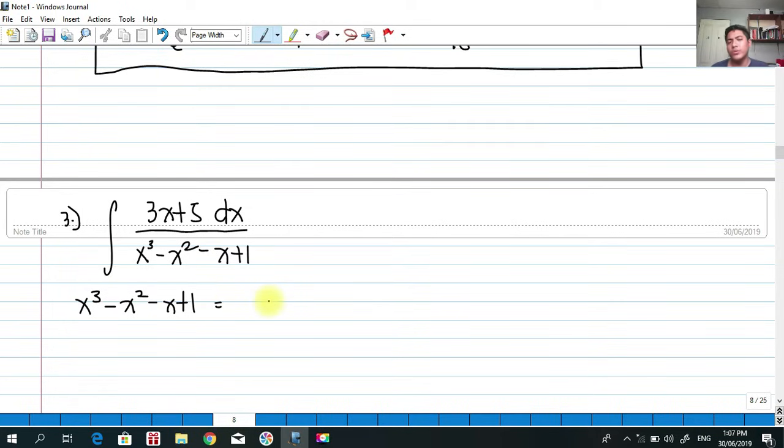What's the factor of this? If you look at this, it has a cubic term and a squared term. So definitely we can split this out as x plus 1. Let's try x plus 1 times x minus 1.